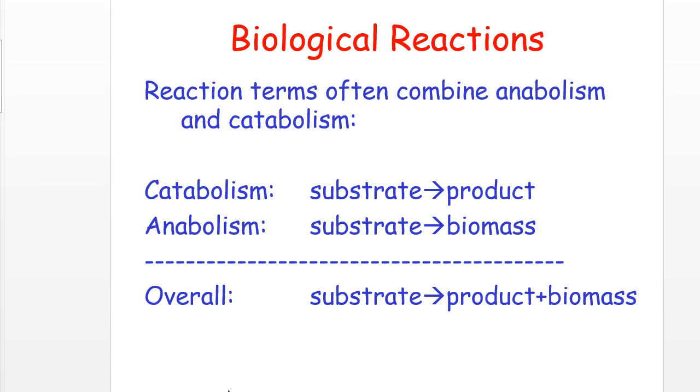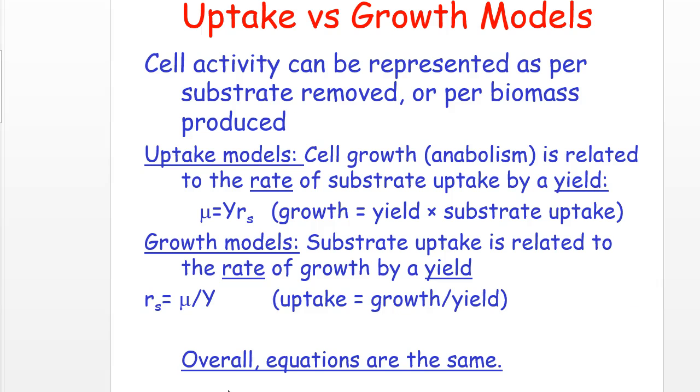And since we mainly work on biological processes here, the reaction terms often combine catabolism and anabolism. Catabolism is where you take the feed and make some product, typically to recover energy from the feed, and then anabolism is building new biomass based on the same feed. And overall, therefore, the substrate goes to products and biomass.